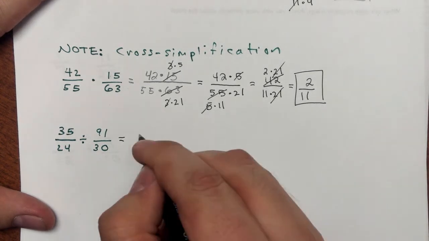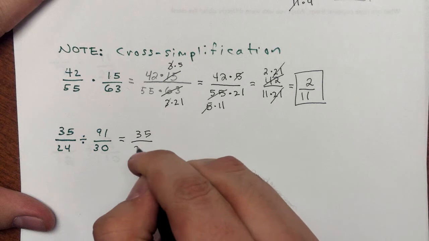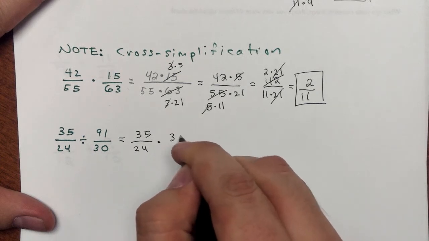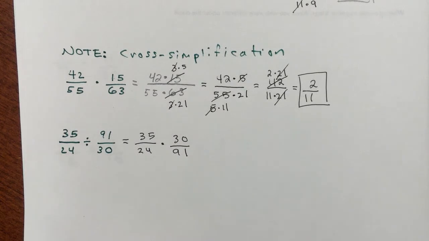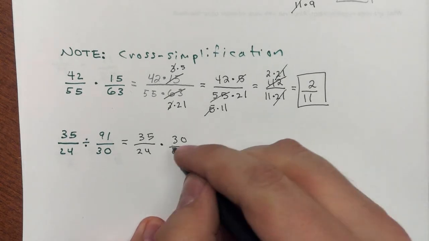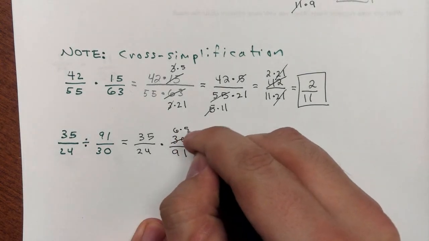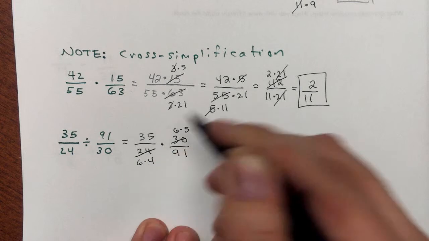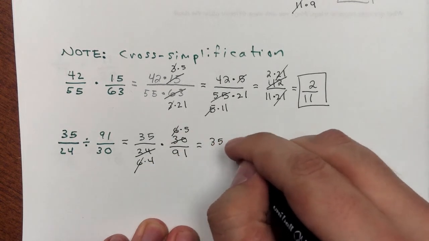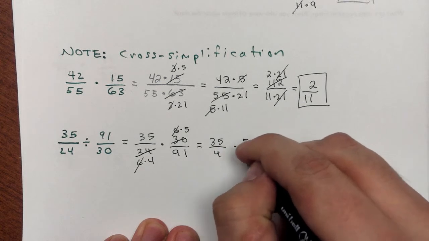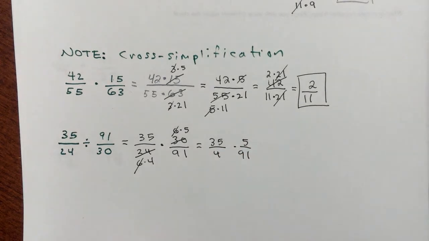But it's a division problem, so what I need to do is rewrite this as multiplication by the reciprocal of the divisor. And now what I want to do is look for common factors. So I see the 24 and the 30. I know those are both multiples of 6. So 30 is 6 times 5, 24 is 6 times 4. So again, I can get rid of those 6's and say that this is 35 over 4 times 5 over 91.